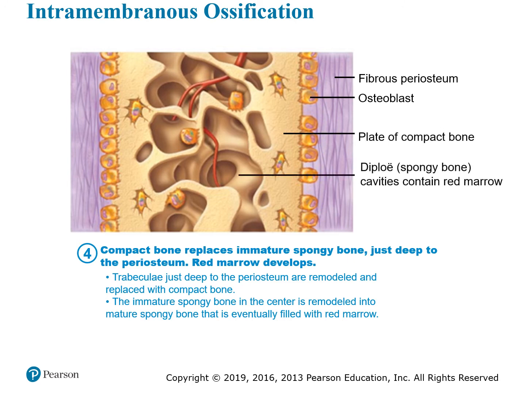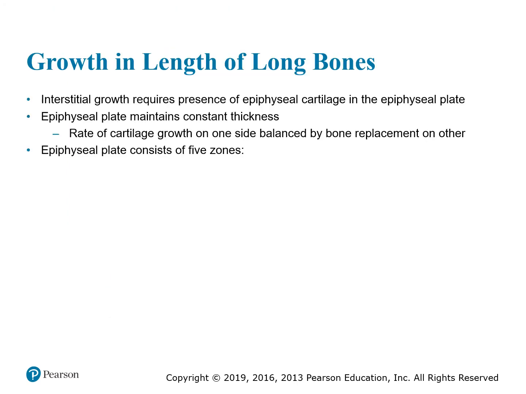So here we see the fibrous periosteum, the osteoblast, the compact bone, and the diploe, which is spongy bone cavities that contain red marrow. Okay. That's the initial formation of bones.